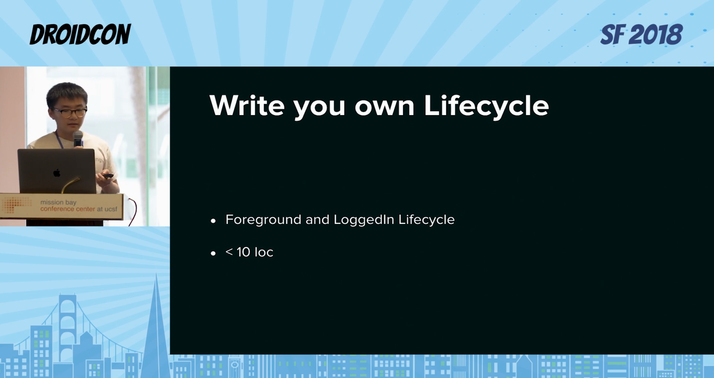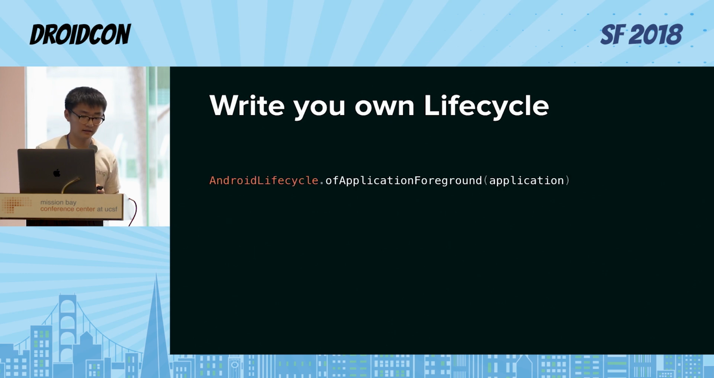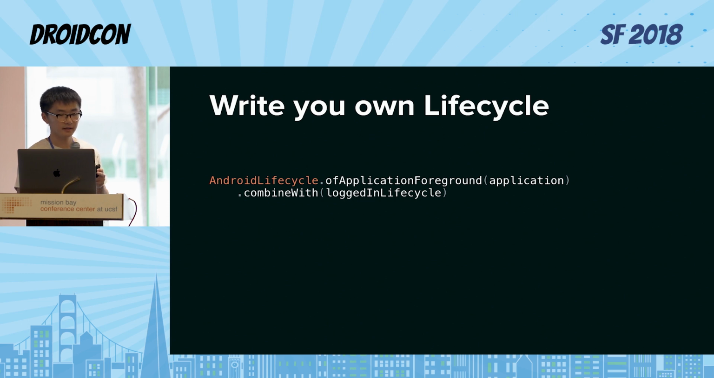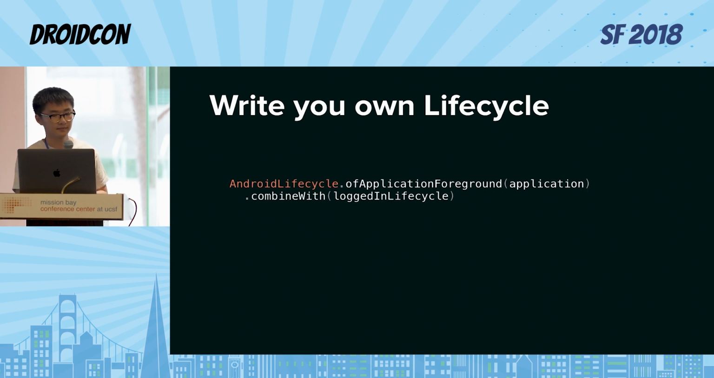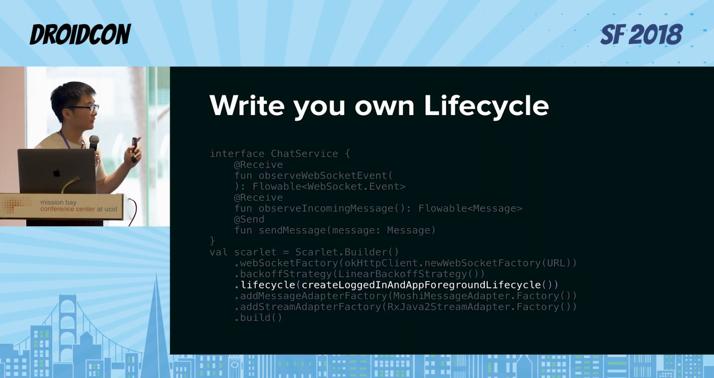And at Tinder, our WebSocket connection is only enabled when the user is logged in. If you want to further scope down your WebSocket connection to when the app is in foreground and the user is logged in, you can do it in less than 10 lines of code. First, grab the built-in Lifecycle plugin that describes when the app is in foreground, and write your own Lifecycle plugin that represents when the user is logged in. Then you can simply combine these lifecycles, and Scarlet will only connect to the server when the app is in foreground and when the user is logged in. Let's wrap it in a function and pass it to the builder.